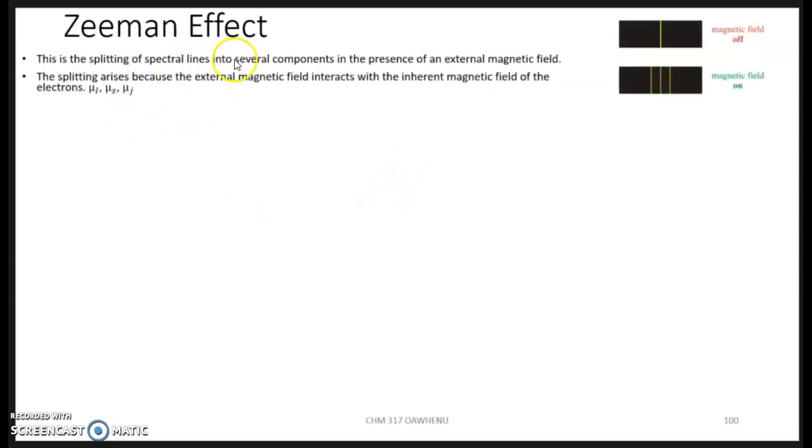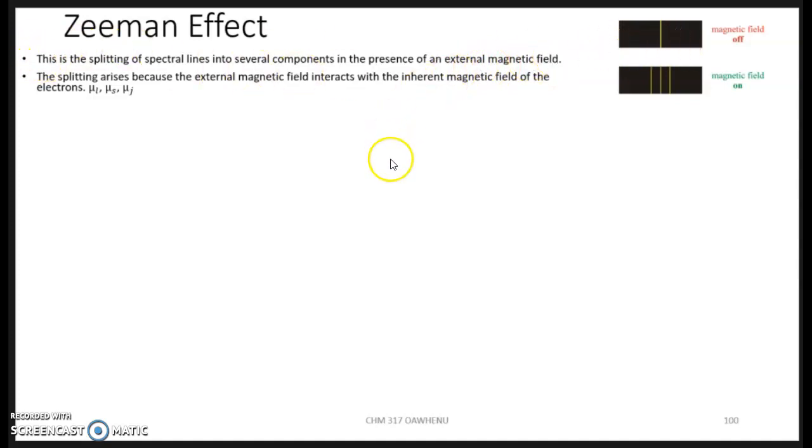In this video, we talk about the Zeeman Effect, which is the last topic on the many electron atoms. So the Zeeman Effect, let's quickly talk about it. That is the splitting of spectral lines into several components in the presence of an external magnetic field.